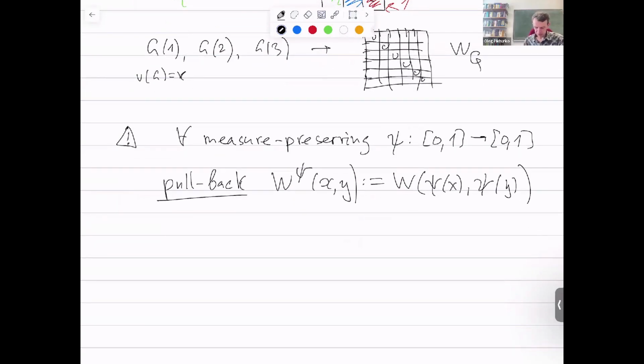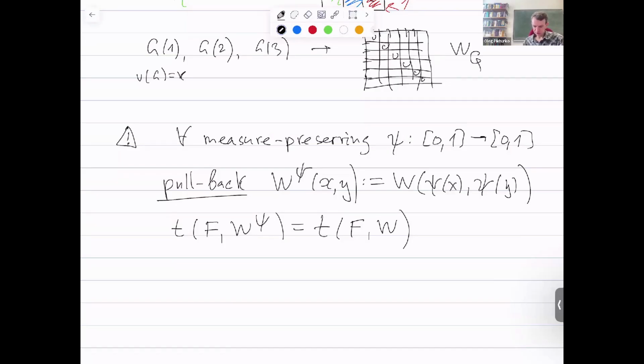And one property is that if you look at densities of F in the pullback, then it's the same as in the original graphon W. So you can easily generate different graphons which have the same frequencies.